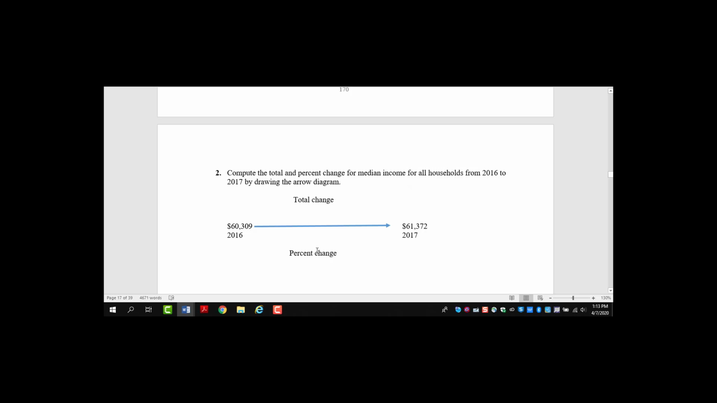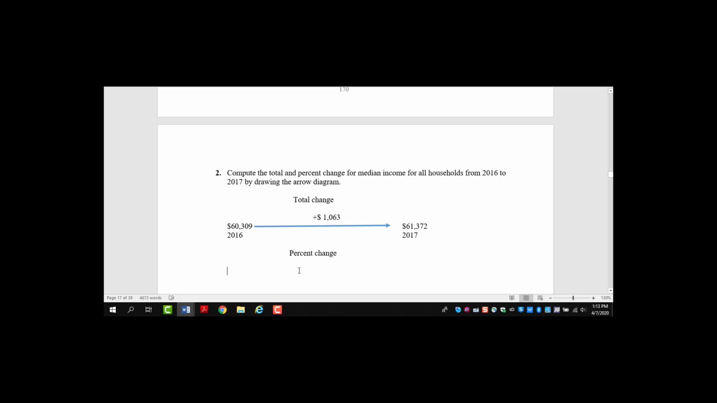The reason they call it percent change instead of percent difference is because it's the same thing, median income to median income, and you're just looking at the change over time. So our total change is just simply 61,372 minus 60,308, which is 1063. So a positive $1063.